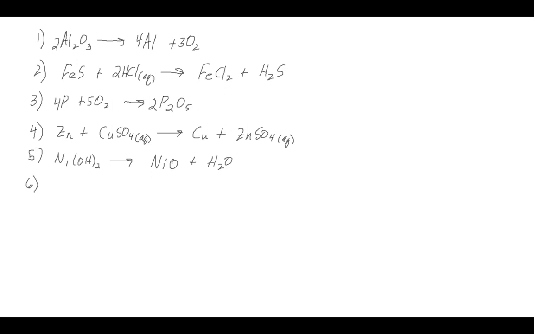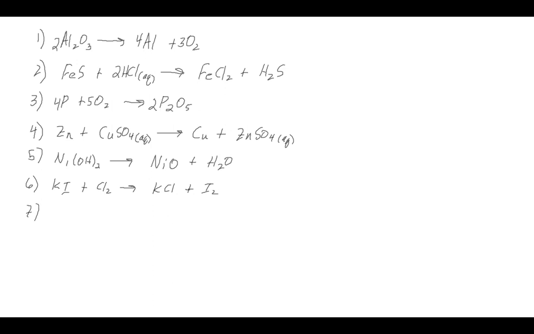Number 6, we're looking at potassium iodide, KI, plus chlorine, when it's written by itself, has to have a 2. And then we go to KCl, and that kicks out iodine by itself, again with a 2.